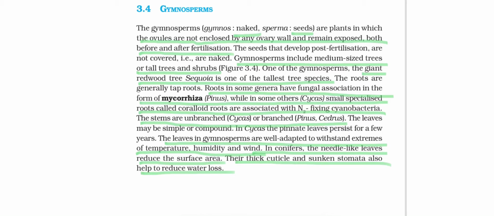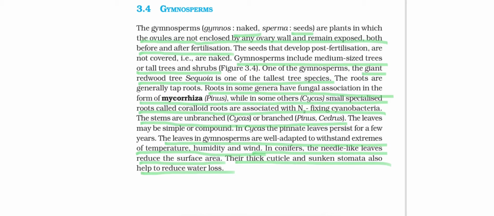Now if we consider the detailed structure, the stems are mostly unbranched like in cycas. Sometimes they are branched like in pinus or cedrus. Even the leaves may be simple or compound leaves. In cycas, the pinnate leaves persist for few years, and the leaves in gymnosperms are well adapted to withstand extremes of temperature, even humidity, wind.